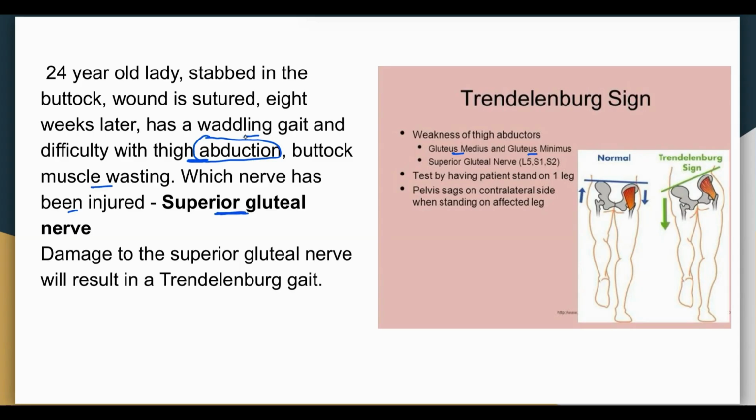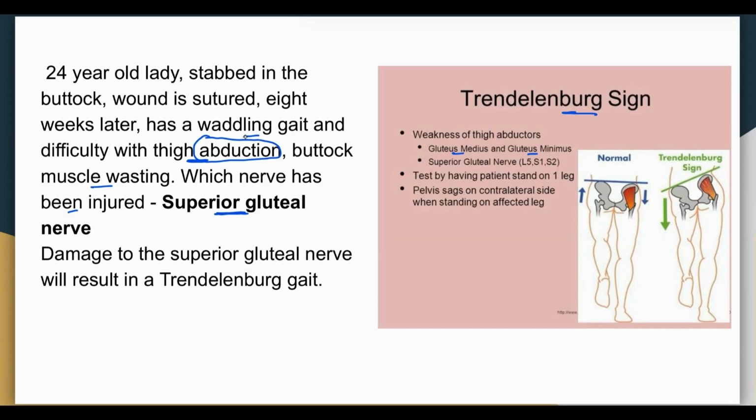Now there is a specific concept which is associated with this superior gluteal nerve damage, and that is known as the Trendelenburg sign. So how do we elicit that? First of all, we ask the patient to stand on one leg and then we observe the pelvis. So in a normal patient, the pelvis position should not change on either side. But if there is some pathology, then the pelvis will drag towards the lifted or the unsupported side. So that is the Trendelenburg sign.